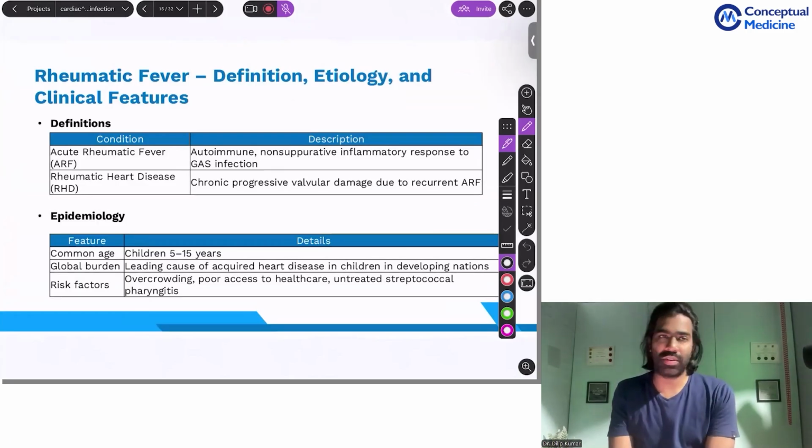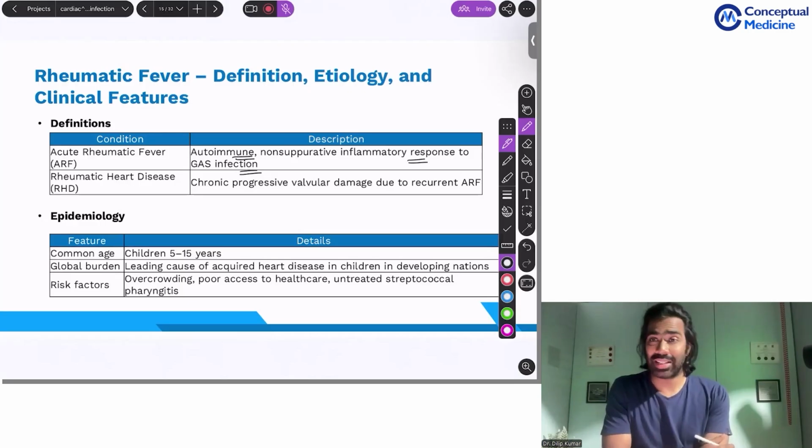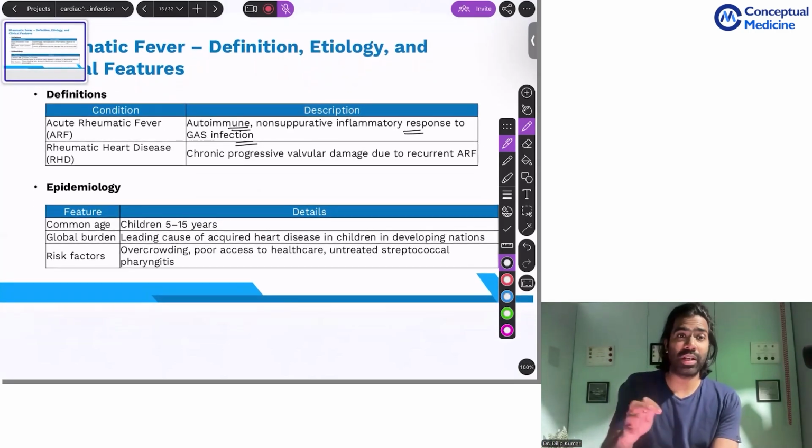So coming to rheumatic fever. So what is acute rheumatic fever? It's an autoimmune disease caused by molecular mimicry, a non-suppurative, non-inflammatory response to GAS infection, that is group A streptococcus infection, typically Streptococcus pyogenes.